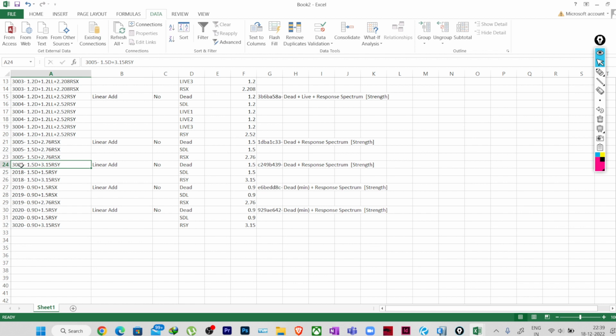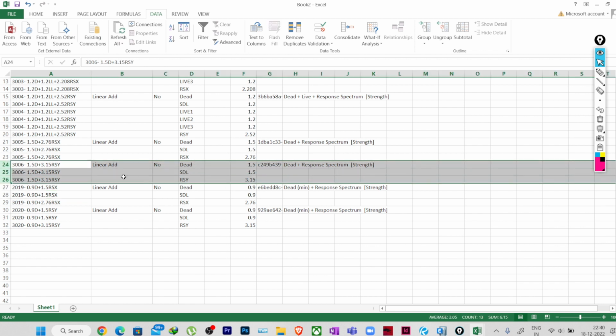No, it will be 3006, sorry, 3006. Okay, I'll copy this, Control C and Control V. Very carefully, you have to see which combinations are which. You can see these three loads are under this 2018 load combination, so only these names need to be changed. Okay, so dead load plus RSY.